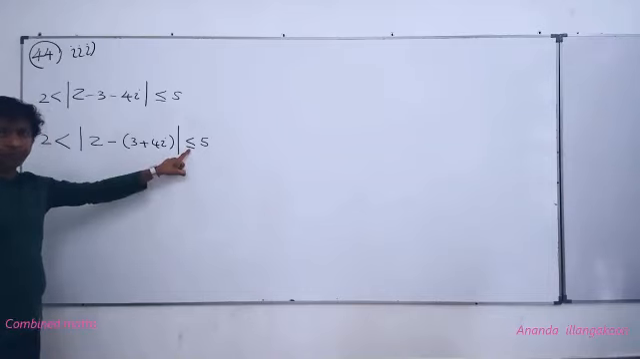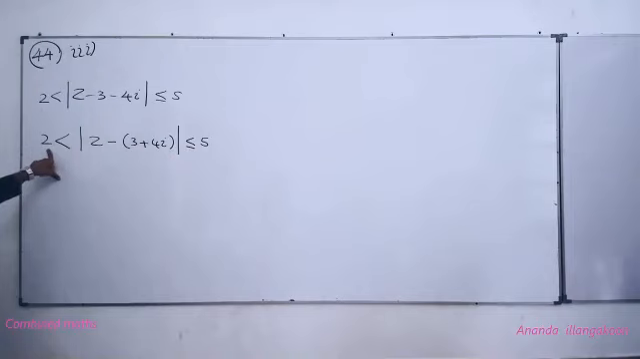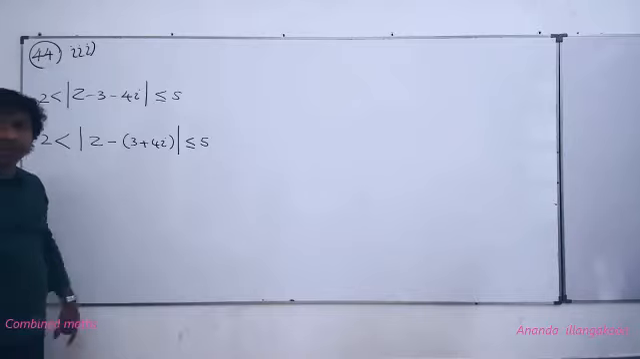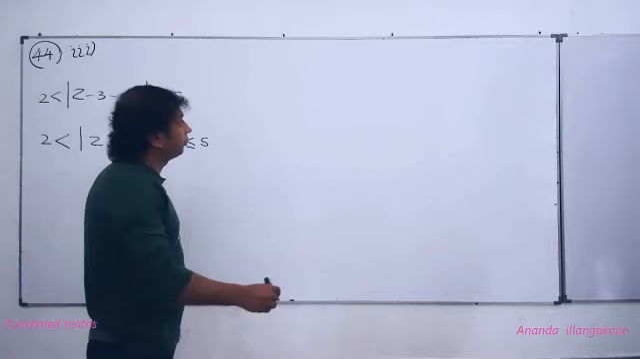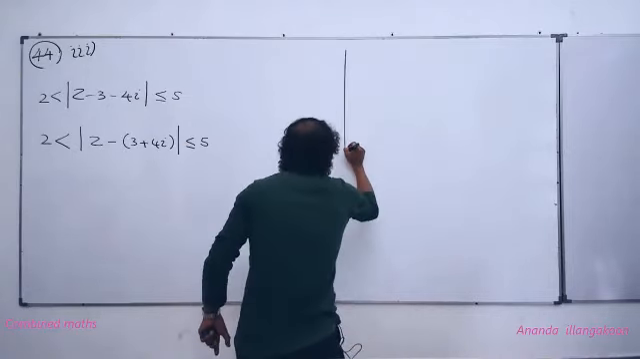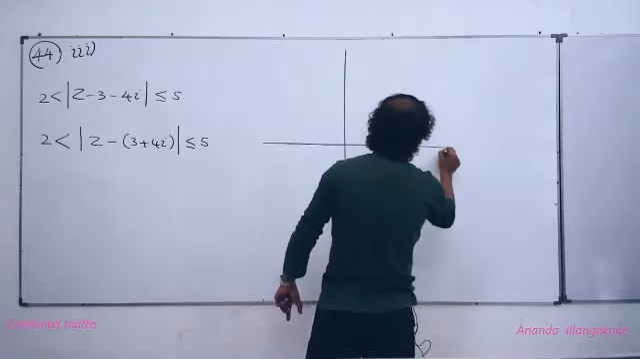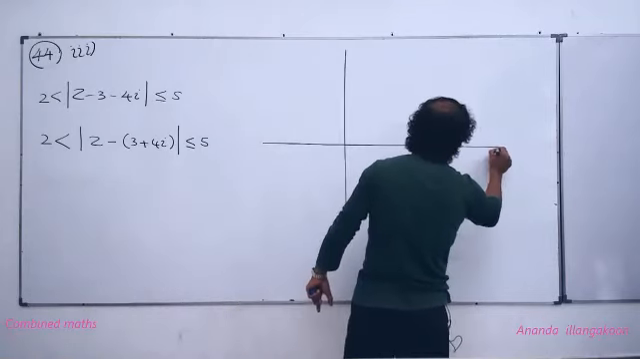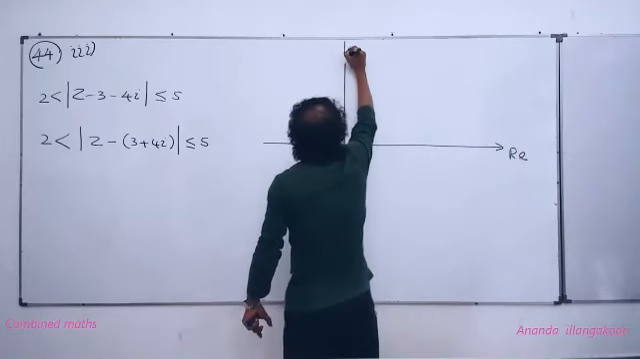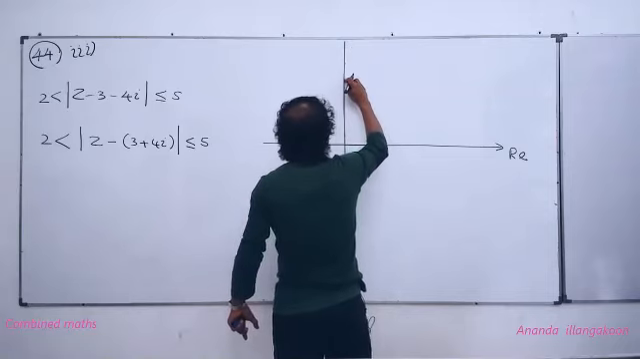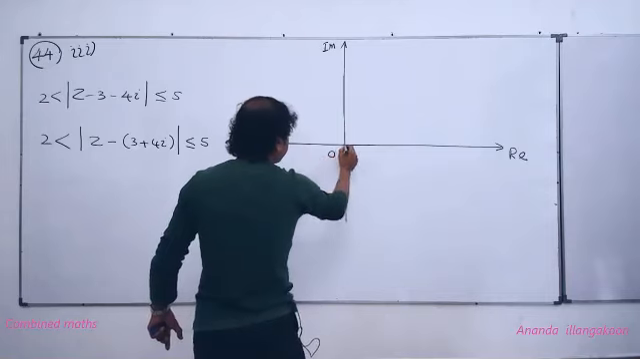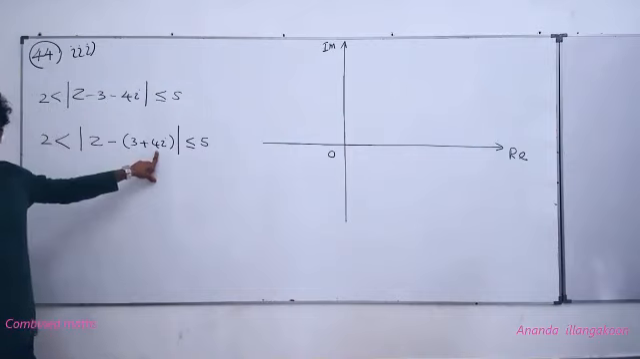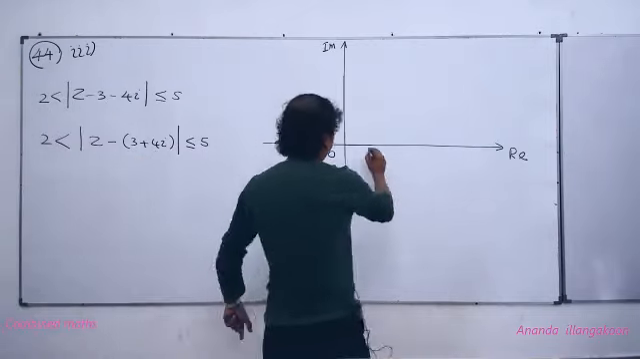This says we have to draw a circle with this center, radius 5. This is radius 2 with the same center. But here we don't have an equal sign, so that circle we must draw with dotted line segments, right? 3 plus 4i is the center. Real axis, imaginary axis. The origin, no. (3, 4) is the center: x coordinate 3, y coordinate 4.